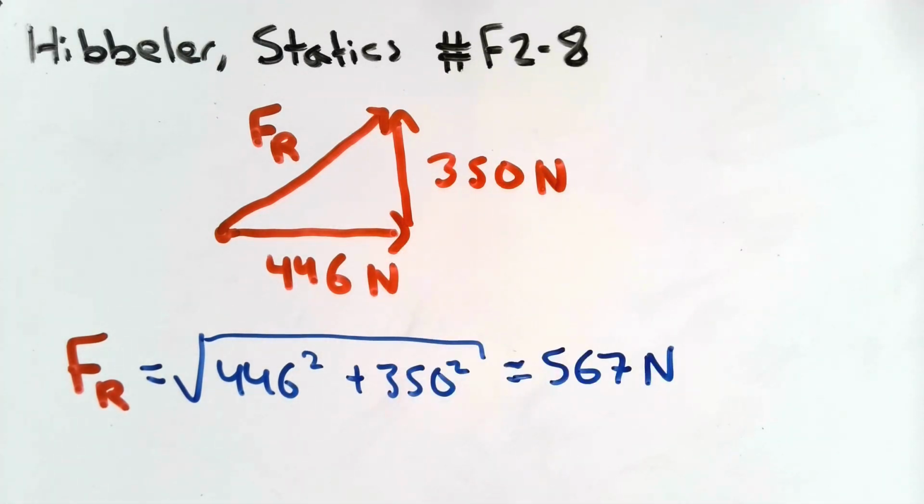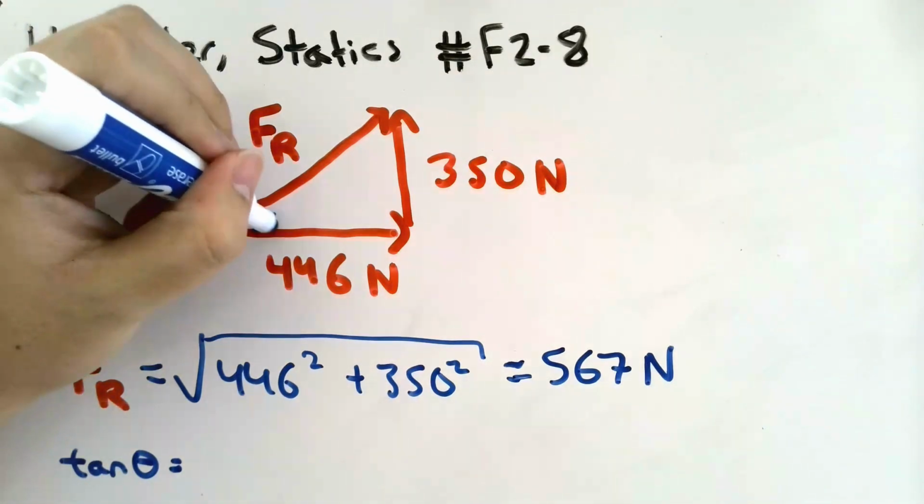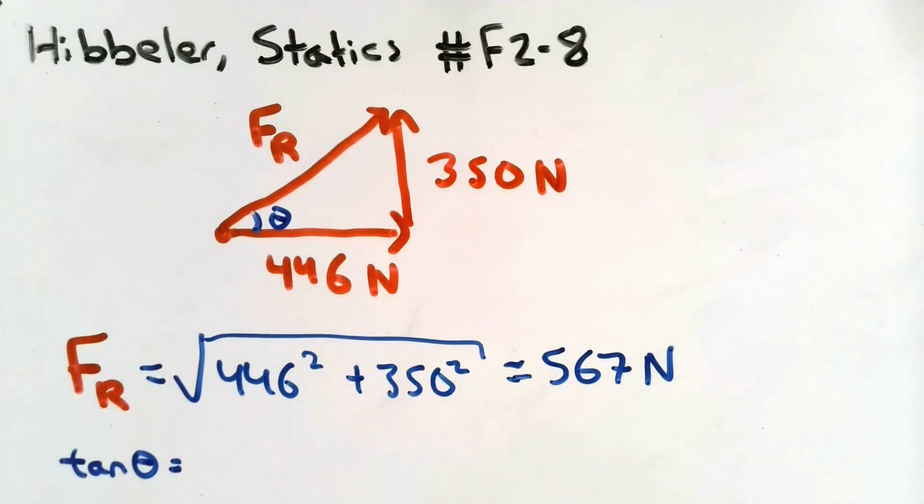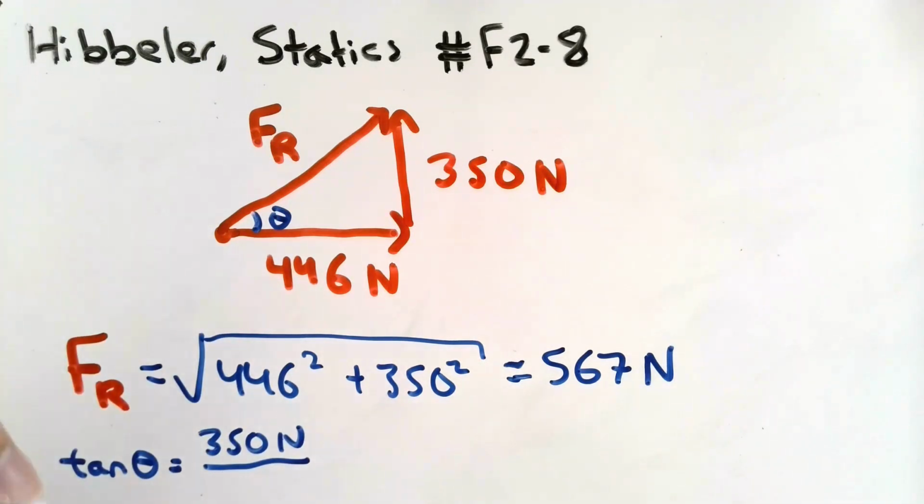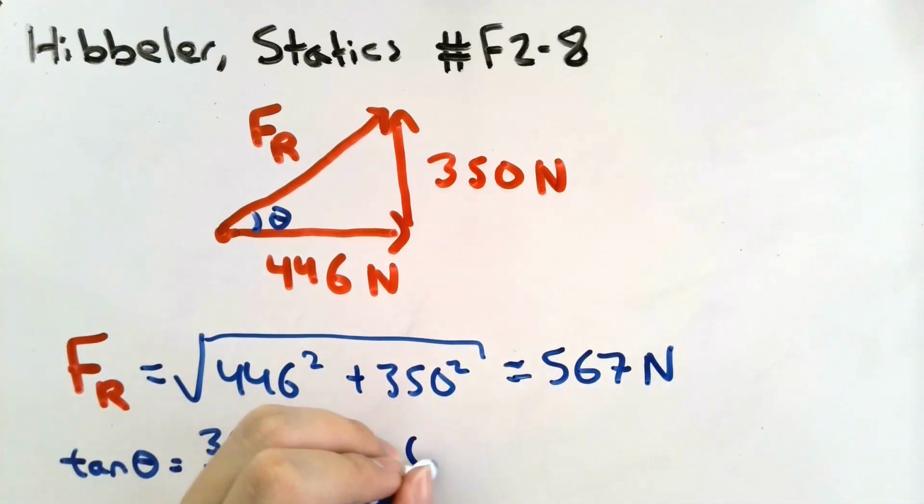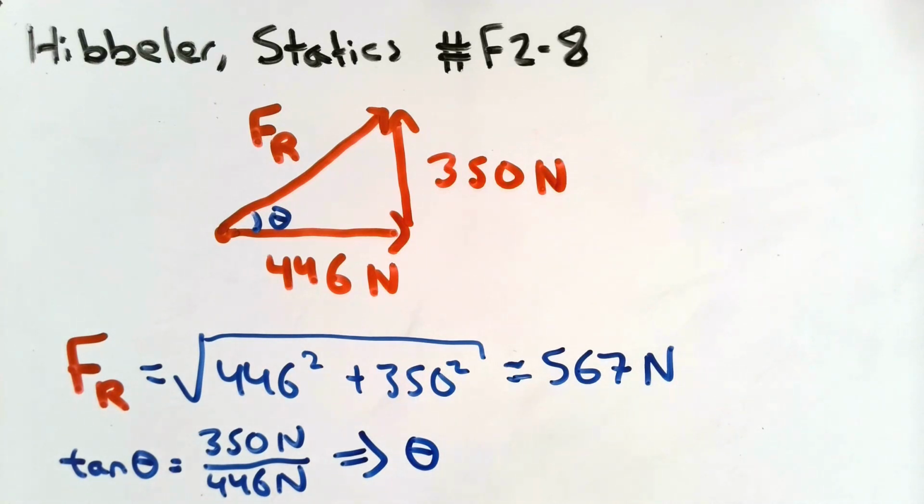We can also find the angle of that resultant force from the horizontal. Remember that the tangent of an angle is equal to the opposite side divided by the adjacent side. In this case, the tangent of our angle theta will be equal to the opposite side of 350 newtons divided by the adjacent side of 446 newtons. This means that we can solve for our unknown angle theta by finding the inverse tangent of 350 divided by 446.